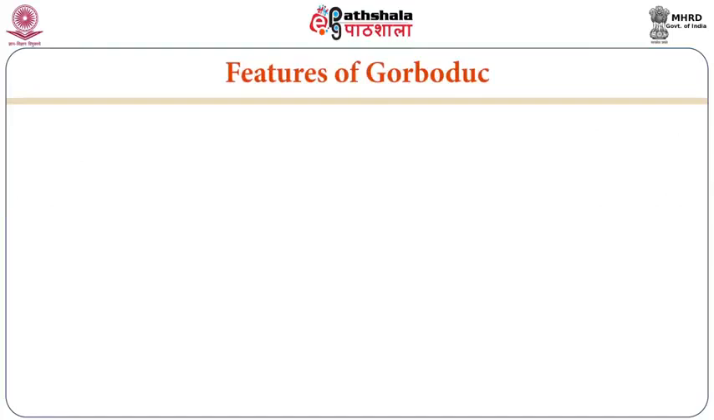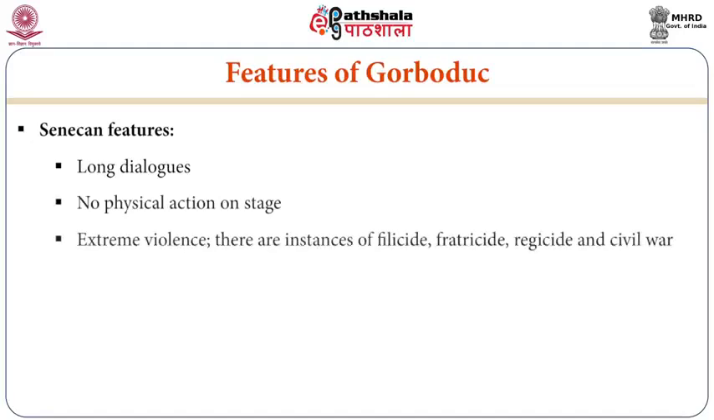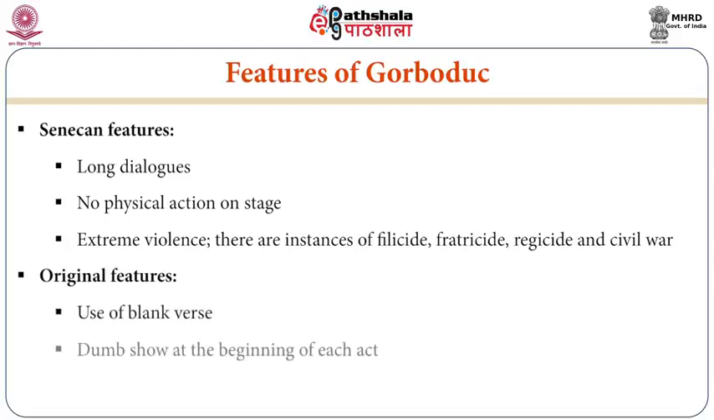Features of Gorboduc. Long dialogues, like the Senecan features. No physical action on stage. Extreme violence. There are instances of fratricide, regicide, civil war, and different activities. The original features: use of blank verse, dumb show at the beginning of each act, no unity of time and place.